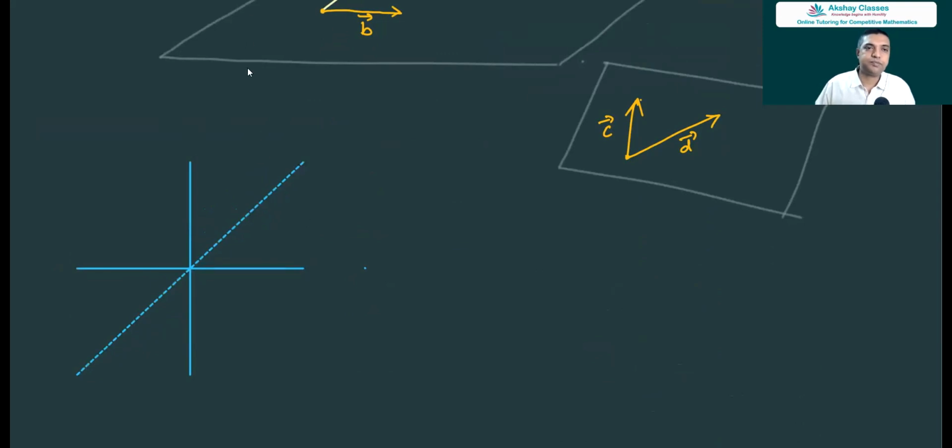So we can have X, Y, and Z directions like this. This is the origin O. And let's say P is some point in space. It is not in the XY plane. Now it has coordinates X, comma Y, comma Z.